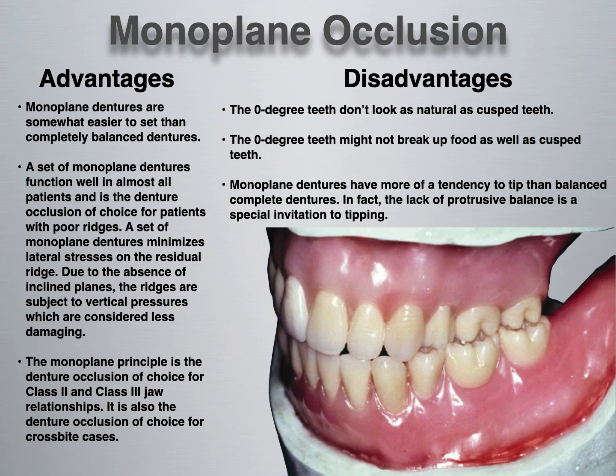Disadvantages of monoplane occlusions. The 0-degree teeth don't look natural at all. Flat teeth are not something that are natural in the mouth, so definitely a disadvantage. 0-degree teeth don't really break up food as well, right? There's no cusp tips there to kind of shear food and tear food up, so that can also be a disadvantage. And monoplane dentures have more of a tendency to tip than balanced complete dentures. In fact, the lack of protrusive balance is a special invitation to tipping.